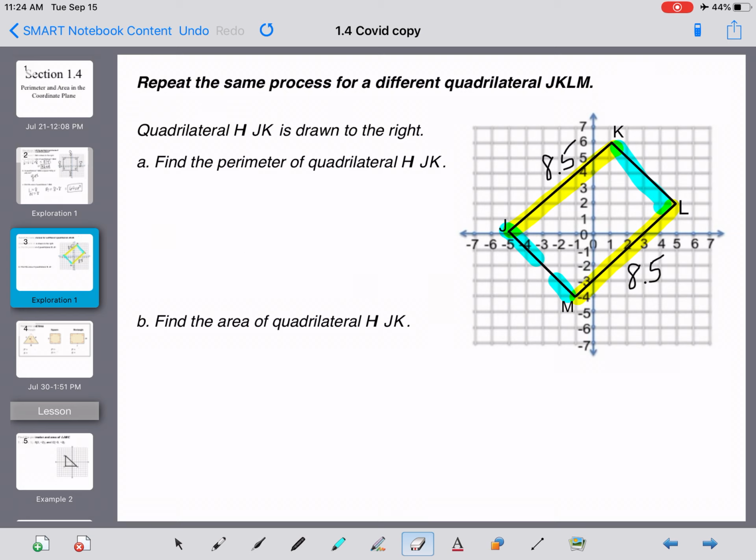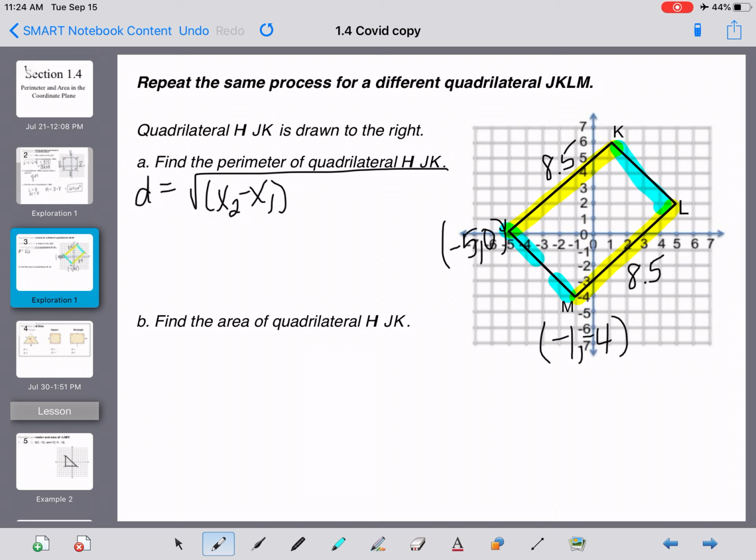And then I'm going to write the points for M and J. So M is at -1, -4, and J is at -5, 0. So let's do the distance formula. These are long problems just because this distance formula is.